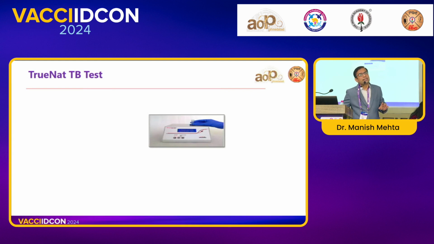TrueNAT is like a point of care test. It's a portable machine that can be taken anywhere. Ultimately the system is the same, PCR based only, but the problem is it can test only one sample at a time. So use in a community will consume lots of time. This is also available in India.